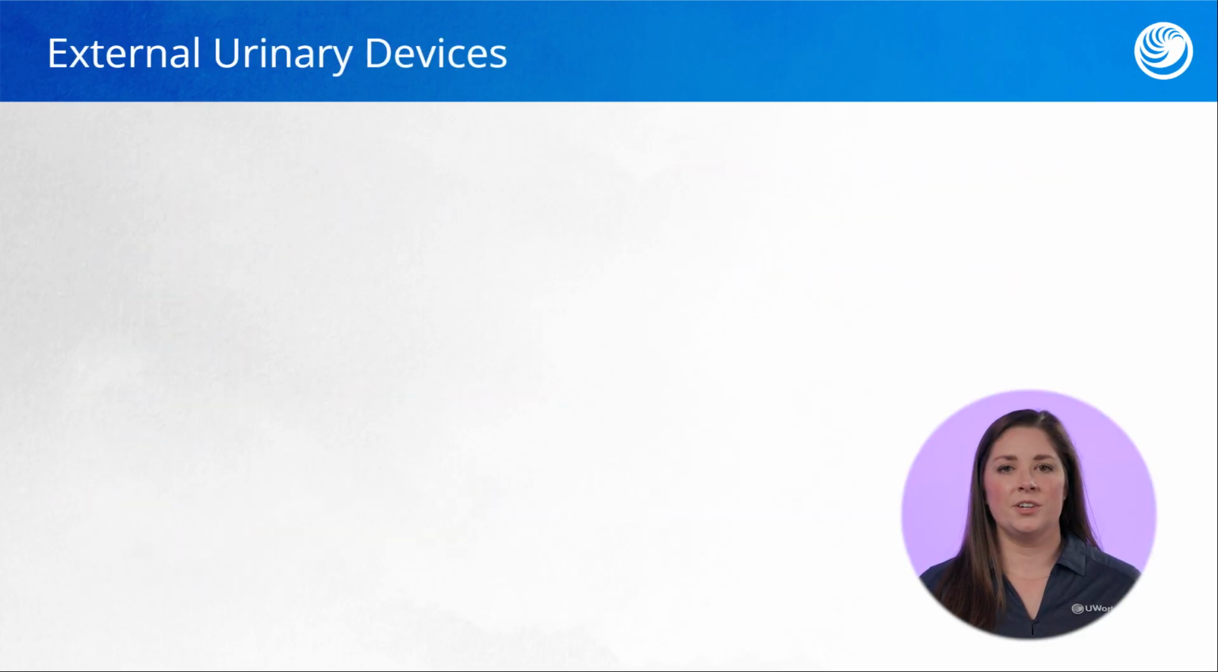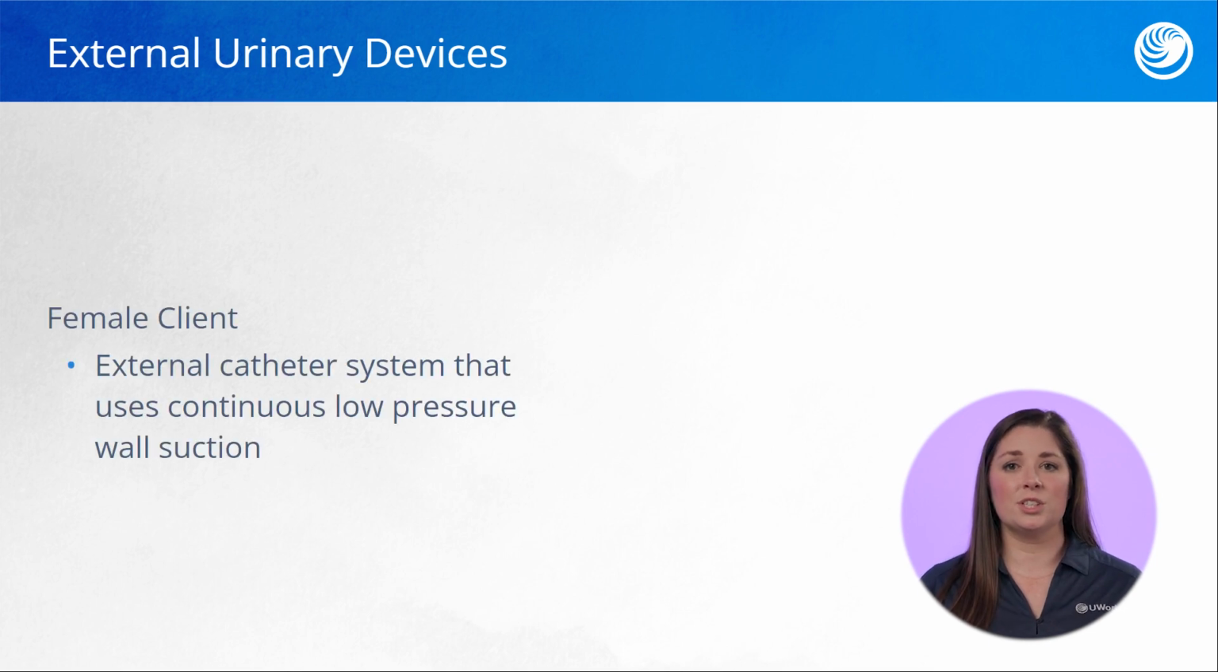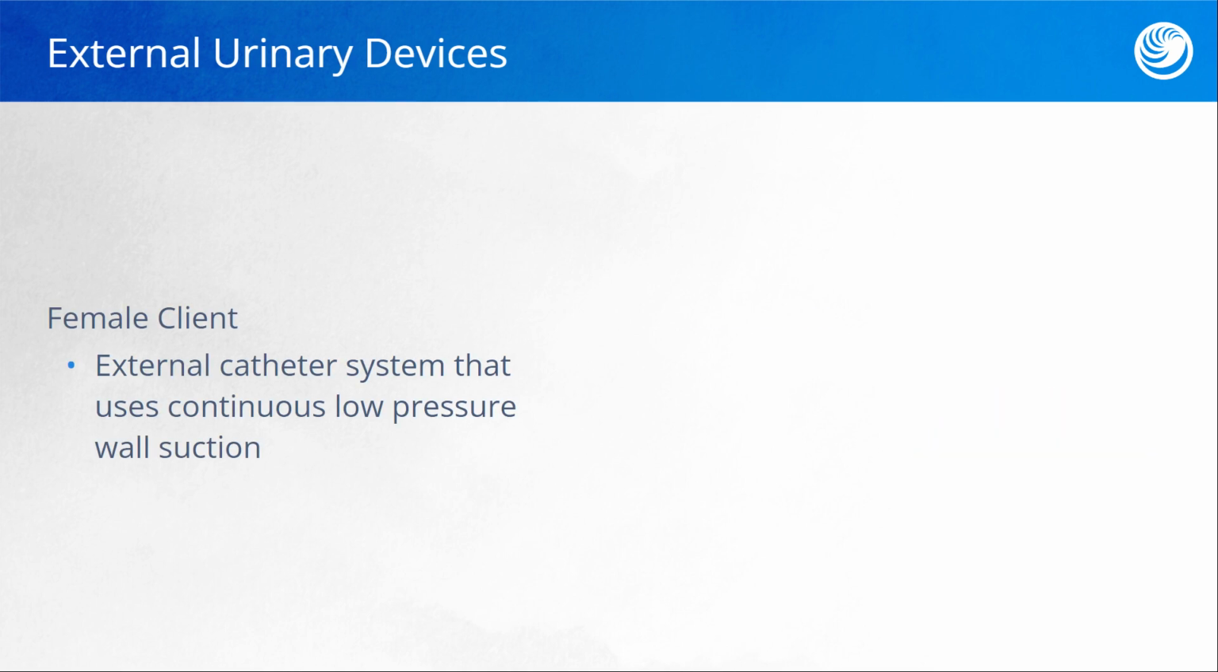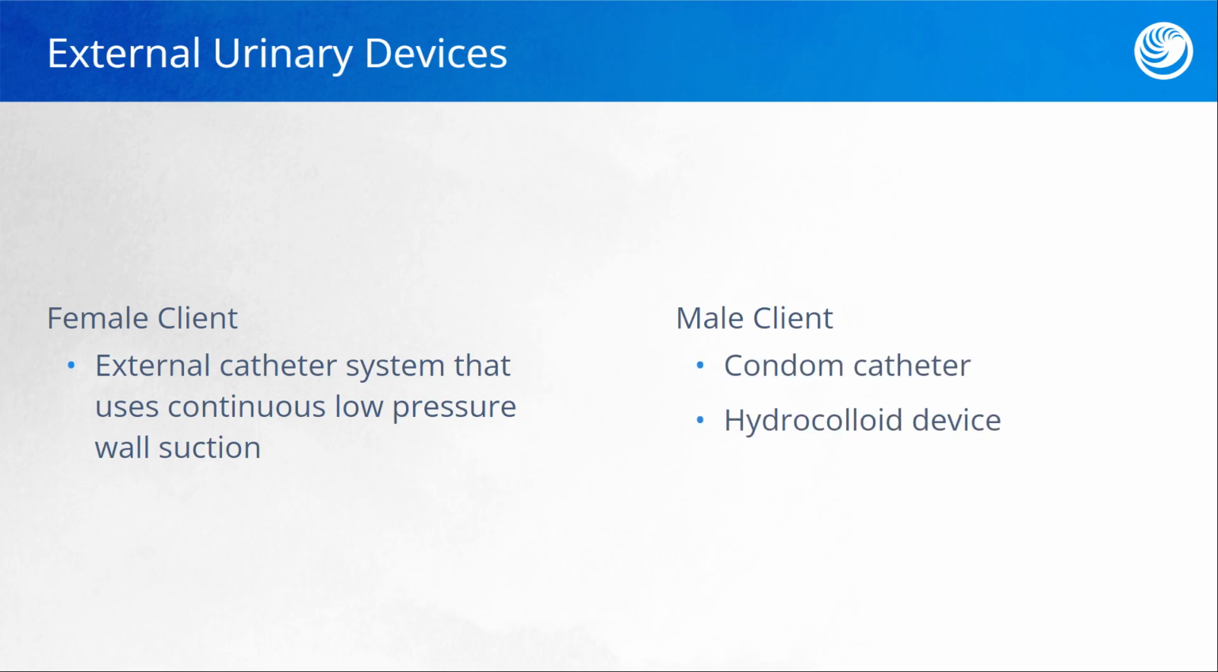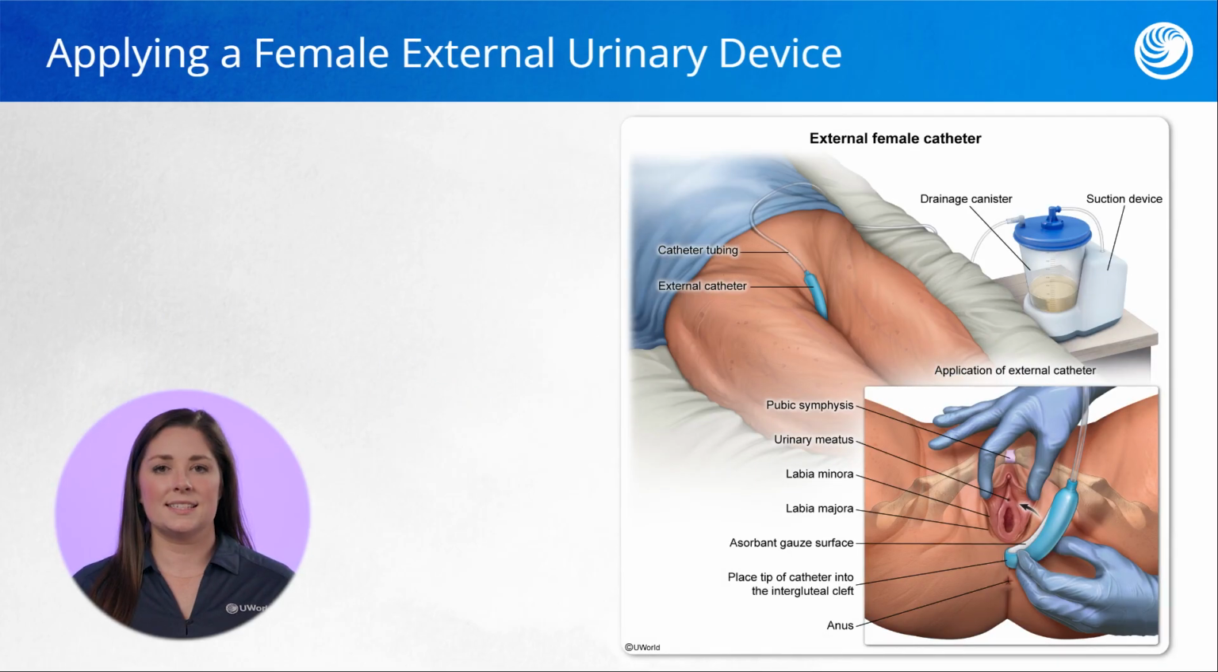It's important to note that external urinary devices may be used for our female and our male clients. External urinary devices for the female clients use continuous low-pressure wall suction. For our male clients, the nurse may apply a condom catheter or a hydrocolloid device. Let's discuss in detail in a step-by-step process how the nurse would apply a female external urinary device.